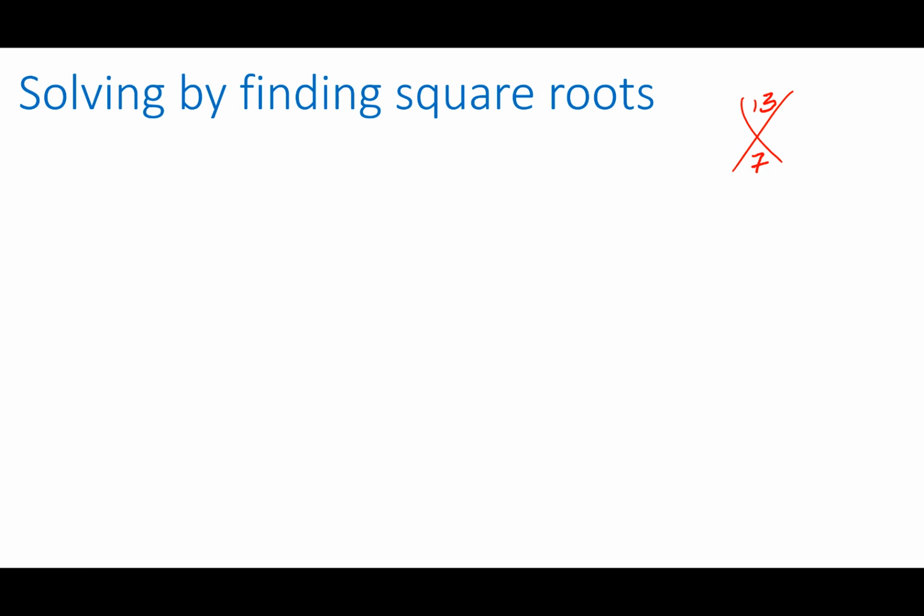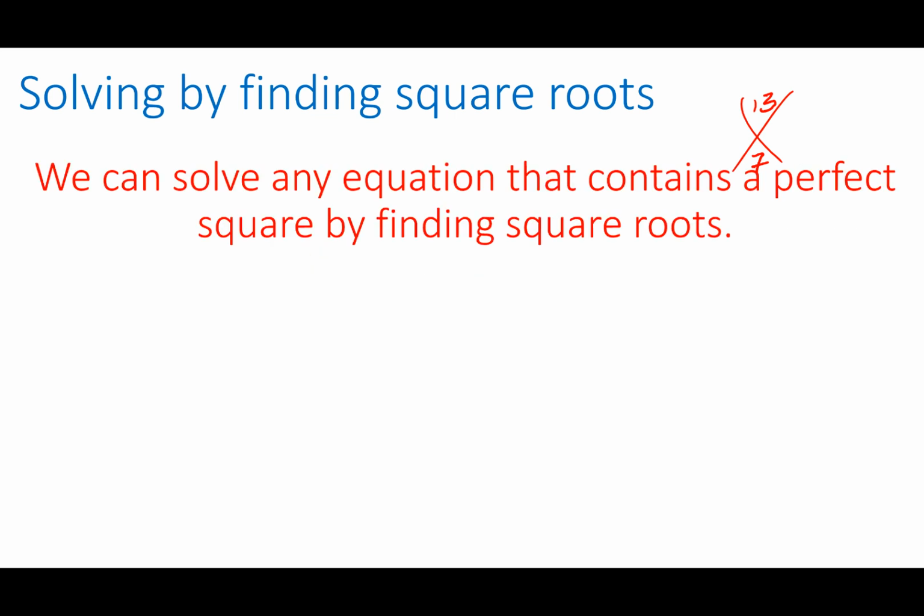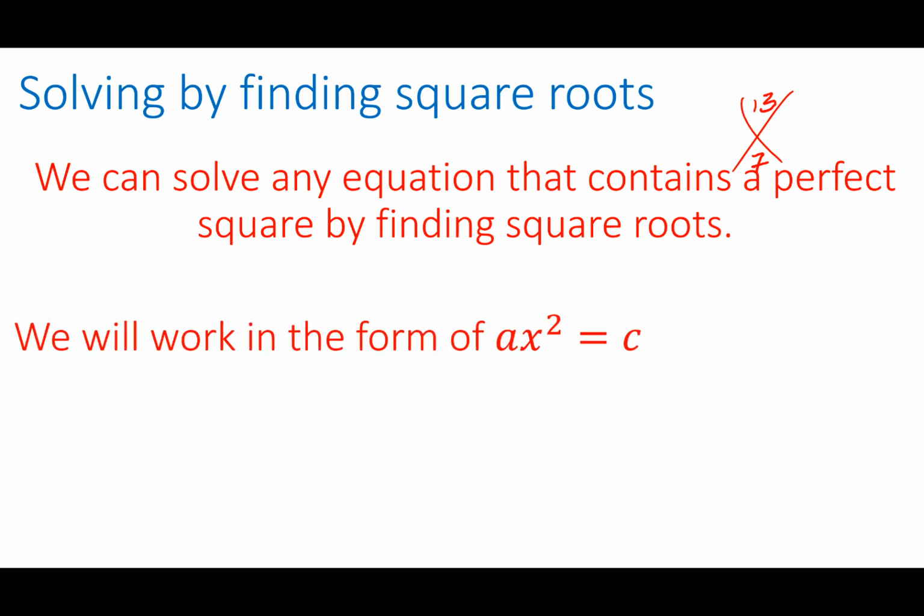So one we're going to talk about today is called solving using square roots. Okay, so we can solve any equation that contains a perfect square by finding square roots. As long as we have this perfect square going on, we can undo the squaring using square roots. And what we're going to get into is this form ax squared equals c.